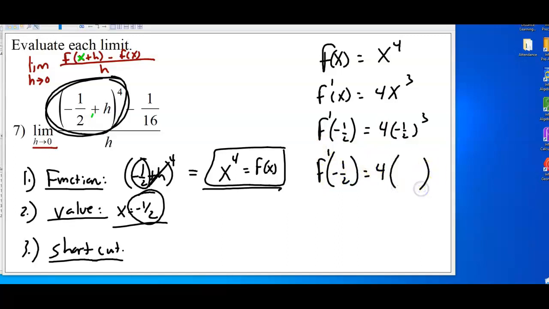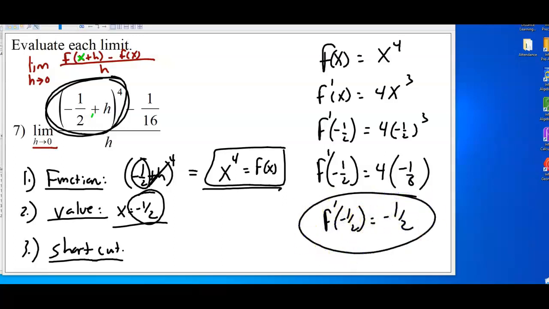All right, so negative half to the third power is negative 1/8, and negative 1/8 times 4 is negative 1/2. And there we go. All right, so there it is.